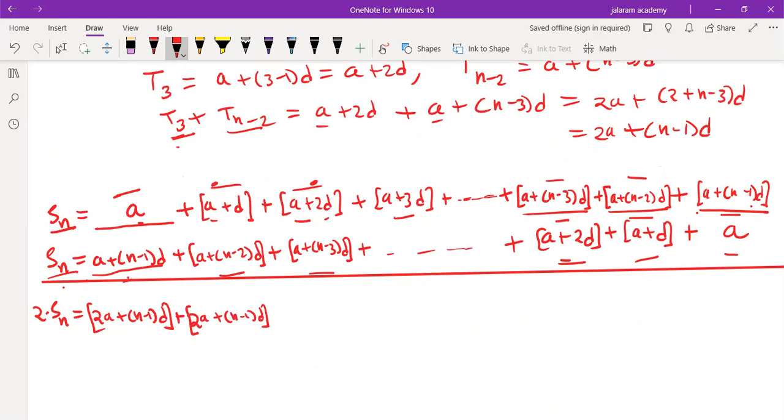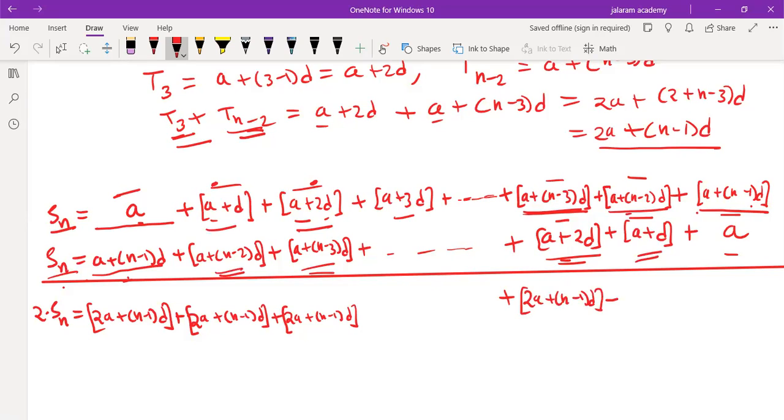We have already proved that the third term from the beginning and the third term from the end have again the sum 2a plus n minus 1 into d. So write it again. Means each pair is giving the same sum till the end. The third term from the end and the third term from the beginning are also the same and will again give the same result, 2a plus n minus 1 into d. The second term from the end and the second term from the beginning will give the same result. So it is again 2a plus n minus 1 into d, and again 2a plus n minus 1 into d.